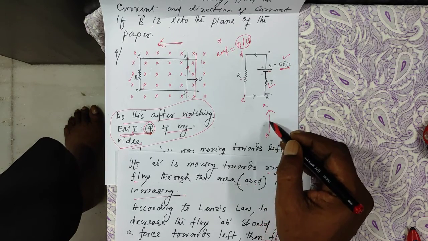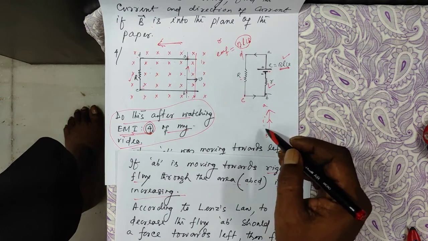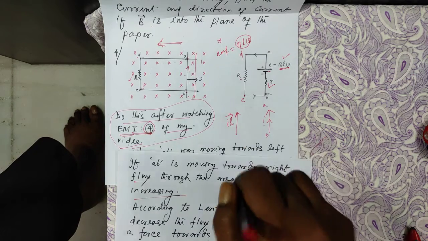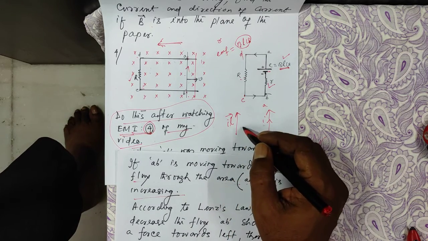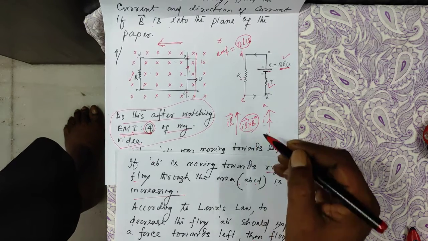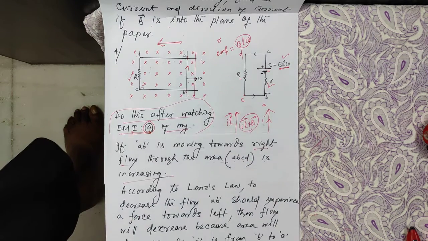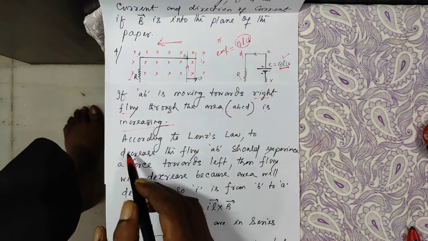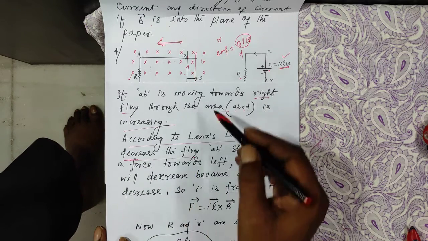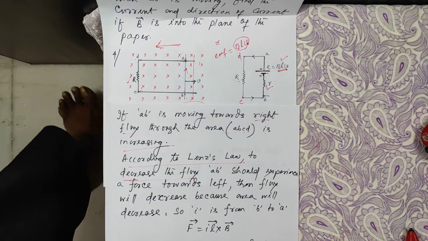From B to A. Means if this is the direction of current, IL is to this side and magnetic field is into. So using the expression IL cross B, AB will now experience a force towards the left. That is, it will decrease the flux. According to Lenz's law, because AB is moving towards right, the flux is increasing, so it should decrease.